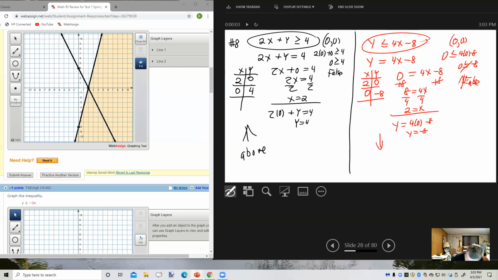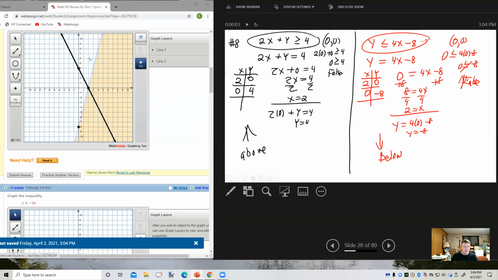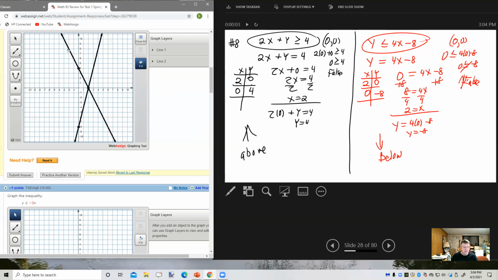Below. Okay. So going back here, for this line, it was above. So that would be here and here. For this line, it was below. So that would be here and there. Right. So that's the one that is in both of them.